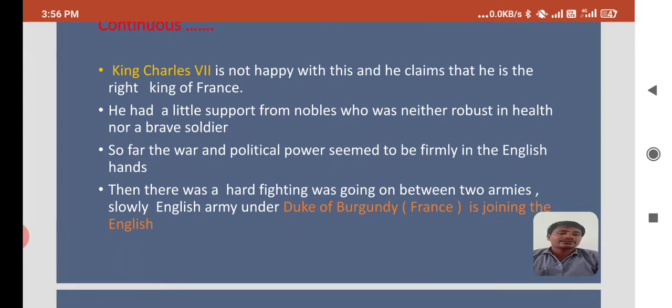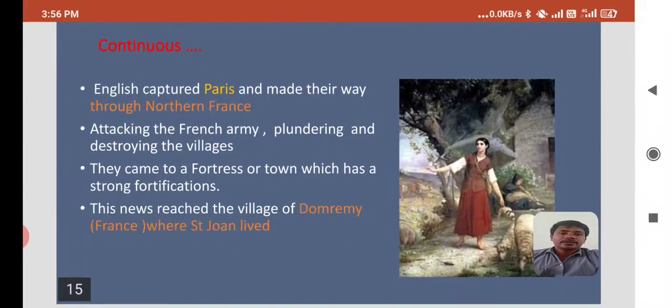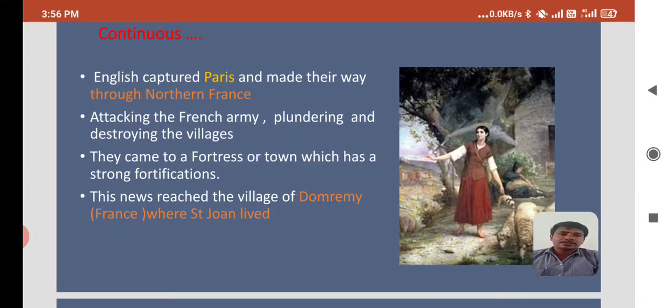Then hard fighting was going on between the two armies. Slowly, the English army, under the Duke of Burgundy, who was from France, was joined by him. The English captured Paris and made their way through northern France, attacking the French army, plundering and destroying the villages. They came to a fortress town which had strong fortifications. This news reached the village of Domremy, where Saint John lived.